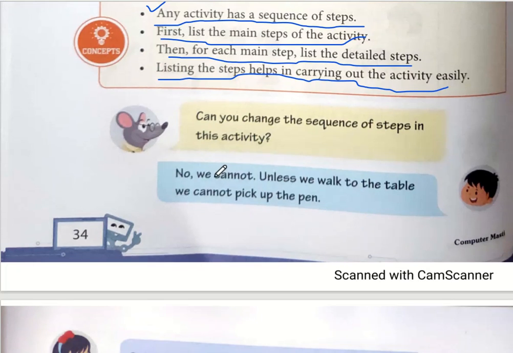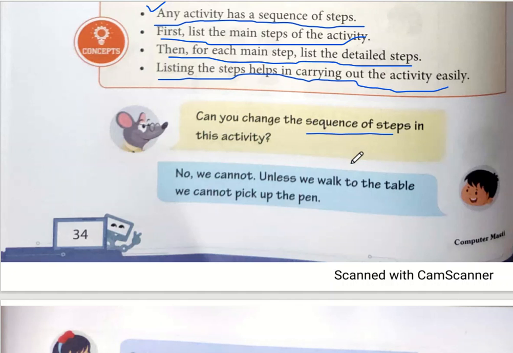Next, Mose asks, can you change the sequence of steps in this activity? Then Tejas replies, no, we cannot. Unless we walk to the table, we cannot pick up the pen. So the next question is about the sequence of steps.